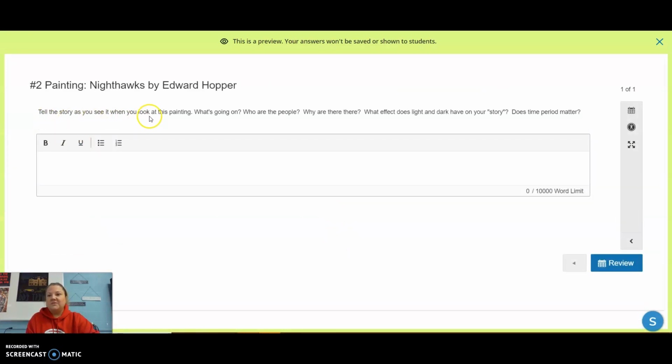tell the story as you see it when looking at this painting. What's going on? Who are the people? Why are they there? What effect does light and dark have on your story? And does time period seem to matter? What do you think the time period is?